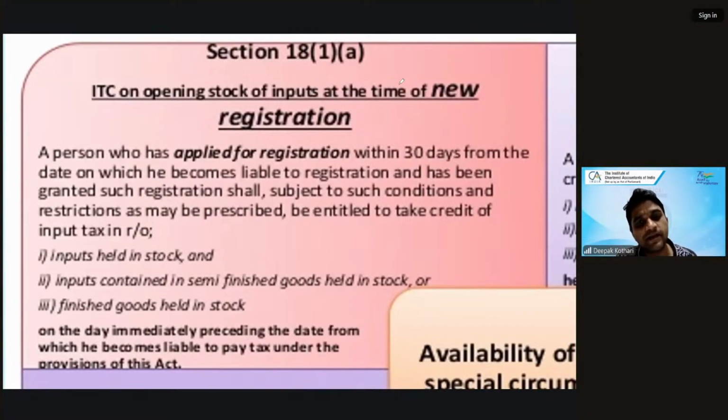So registration is compulsory after revenue crosses 40 lakhs or 20 lakhs. If you're doing services, 20 lakhs. If you're doing pure goods, then 40 lakhs.